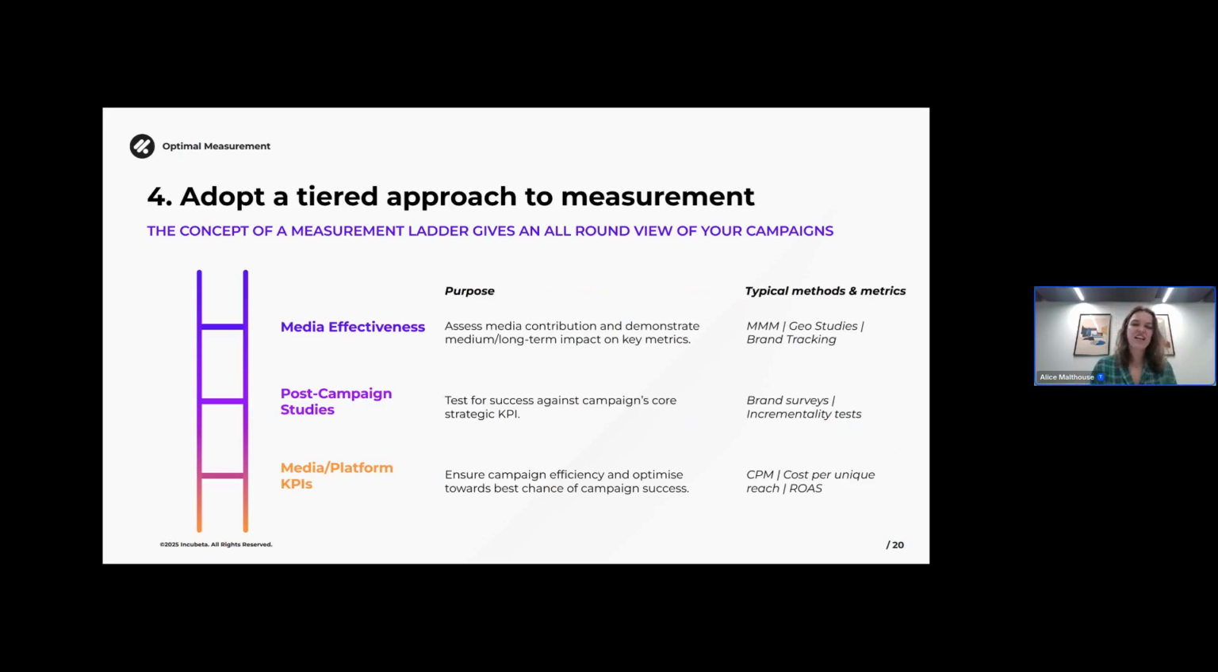And then this slide just ties everything together. So I won't go over it again, but I just wanted to illustrate how the ladder comes together so you can measure your campaigns in lots of different ways.